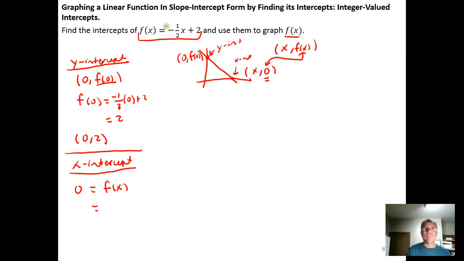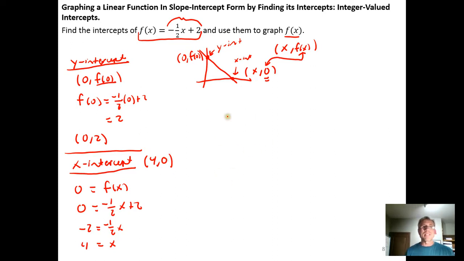So we know what f of x is. F of x is just this function machine right here. So we replace that with negative 1/2 x plus 2, and this needs to equal 0, and we just solve this for x. So right now I have a linear equation in one variable, so I'd subtract 2 from both sides and then multiply both sides by negative 2, which will give me 4 equals x. So for my x-intercept, I see that when I plug in 4, the function output is going to be 0.